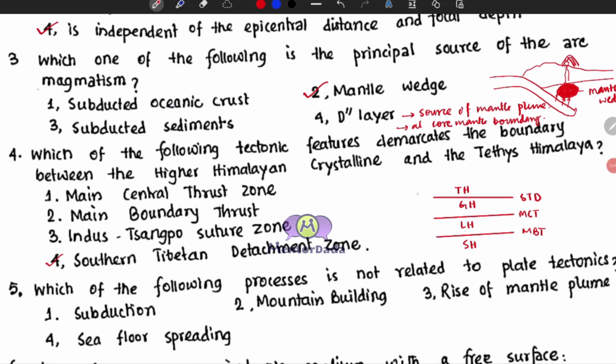So this is the northern part and this is the southern part. From south to north, first you will observe the sub-Himalaya sequence, then main boundary thrust, then lesser Himalaya sequence, then main central thrust, then greater Himalayan crystalline, then South Tibet detachment, and then Tethys Himalaya sequence. Okay, so this will be the sequence from south to north.